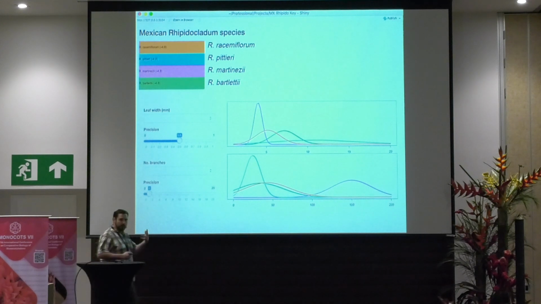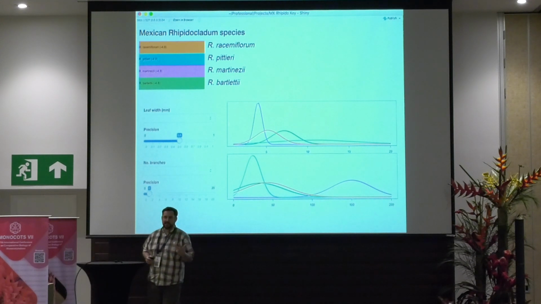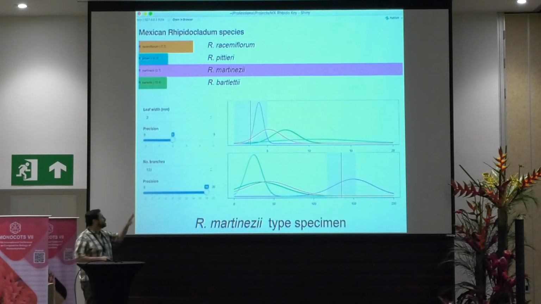So if, as a toy example, I took the type specimen from Martinezii and I put in its values, and this is just in an R-Shiny application. So the type specimen had a leaf width of 3 millimeters and 135 branches. And you can see these red lines are the value that I provided as the user of the key. And over here, you can see the number of branches definitely lines up with Martinezii's curve. Here, the leaf width, we're kind of on the tail end, the front tail end, but we're still within that curve for Martinezii. And look at the relative probabilities. So the length of the bar is an indicator of the relative probabilities.